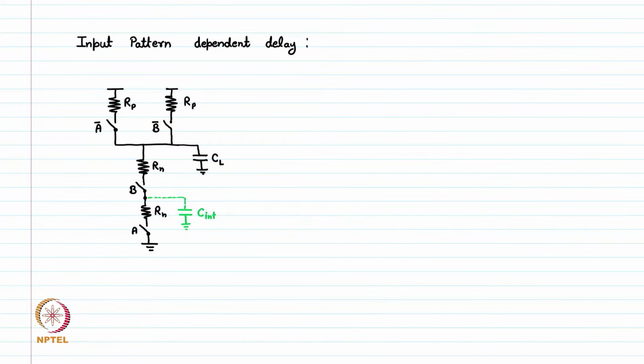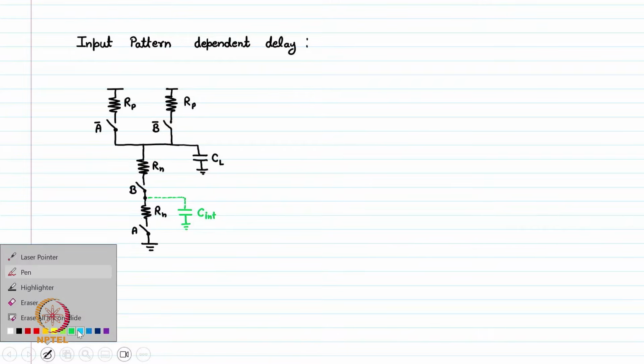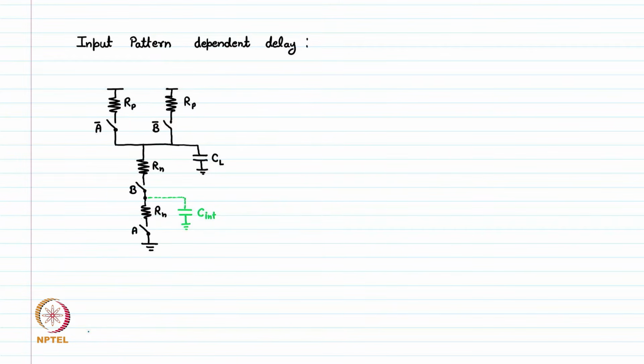This is also significant because at this point there is a wire which is connecting these two NMOSes together, and this wire can have its own capacitance, which we are calling C int. So, now we see that the delay is dependent on the pattern of inputs.